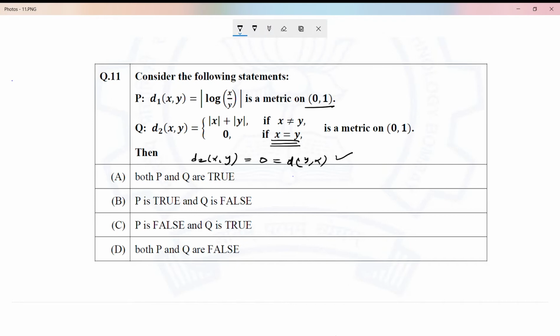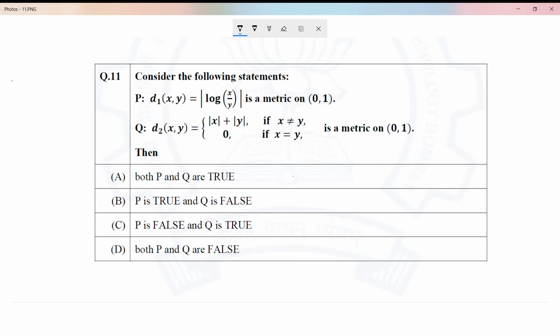And now if d2 of x, y is non-zero, meaning x is not equal to y, so we get mod x plus mod y. So we can write mod y plus mod x. We can write d of y, x. So in this case, the symmetricity property is also satisfied. So the third property of symmetricity is obviously satisfied in this. Now we have to check only the triangle inequality for the d2 metric.